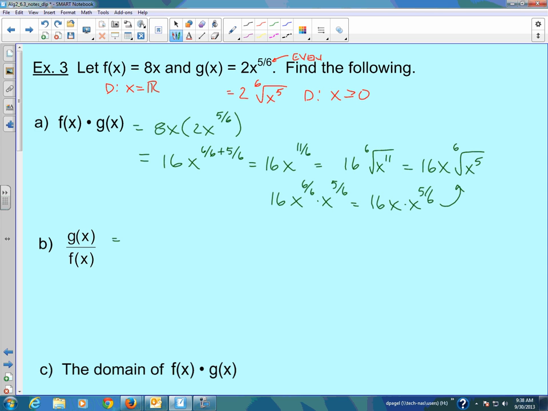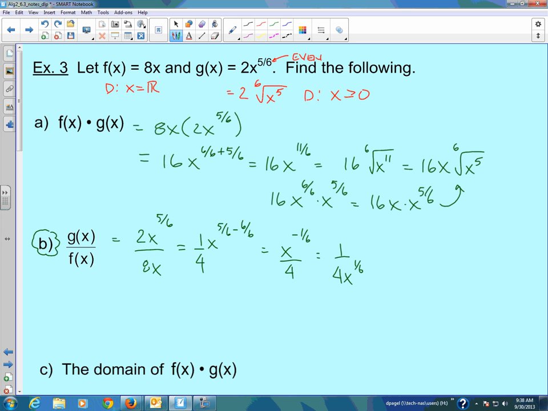Let's see, g of x divided by f of x. So we're going to be careful because it's a division problem here. Well, I've got 1/4, I know that, and then I have a 5/6 power minus a 6/6 power. That gives me an x to the negative 1/6 over 4, which is a 1/4x to the positive 1/6.